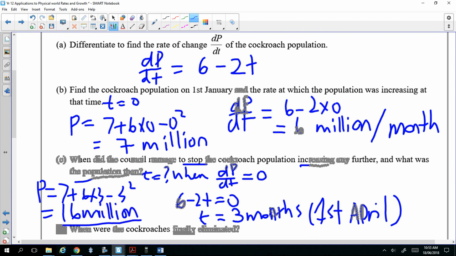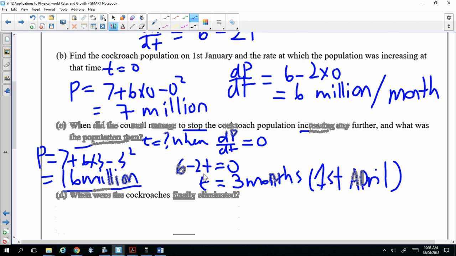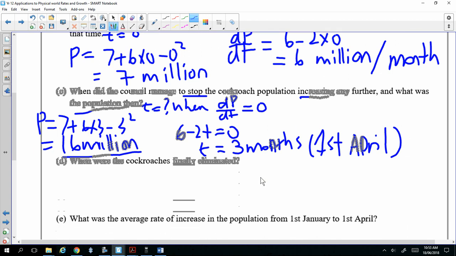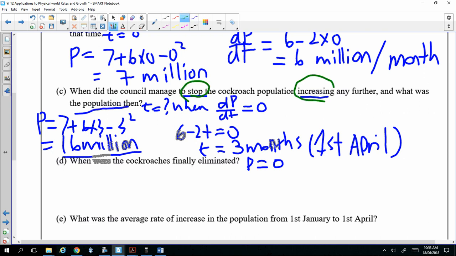All right. After we do this, we have to find when the cockroaches were finally eliminated. That's when P equal to 0. So note the difference between when it stopped increasing, which is about rate, and when it gets eliminated, which means the quantity becomes 0. Okay. So that's when P is 0. So we get 0 equal to 7 plus 6t minus t squared. We have to solve a quadratic equation.